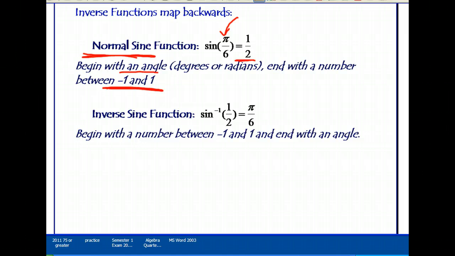All right, what does the inverse trig function do? It works backwards. You basically flip your x and your y. You switch those around. So the inverse trig function, I put in the half, and I get the pi/6 for the answer. So I put in a number between -1 and 1, and I get an answer that is an angle. This time it's measured in radians. Typically it's measured in radians. It could also be measured in degrees.